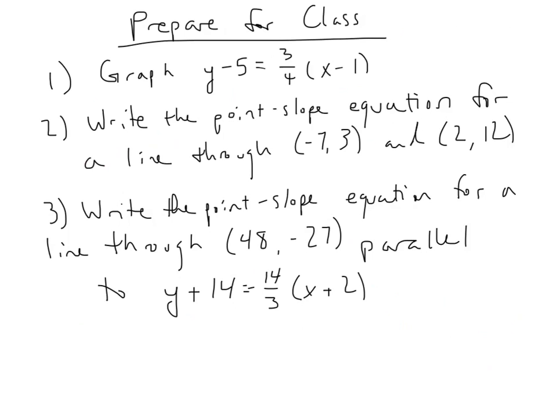And for the third, please write the point-slope equation for a line through the point 48, negative 27 that is parallel to the line y plus 14 equals negative 14/3 x plus 2. Again, the slope here is negative 14/3.